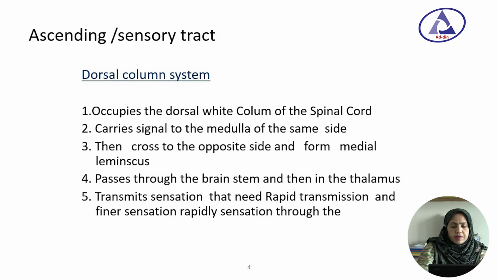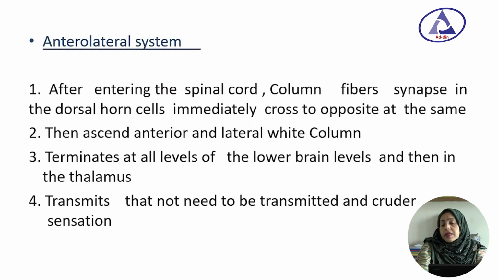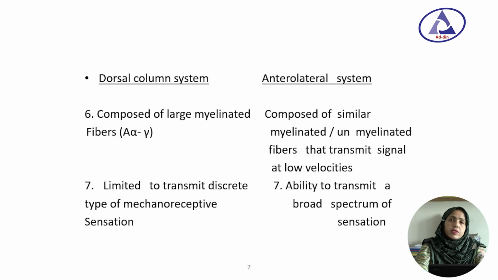The dorsal column system transmits sensations that need rapid transmission and fine discrimination. But the anterolateral system transmits sensations that do not need to be transmitted rapidly, and crude sensations. The dorsal column system is composed of large myelinated nerve fibers, but the anterolateral system is composed of smaller myelinated and unmyelinated fibers that transmit signals at lower velocity. The dorsal column system is limited to transmitting discrete types of mechanoreceptive sensation, while the anterolateral system has the ability to transmit a broader spectrum of sensation.